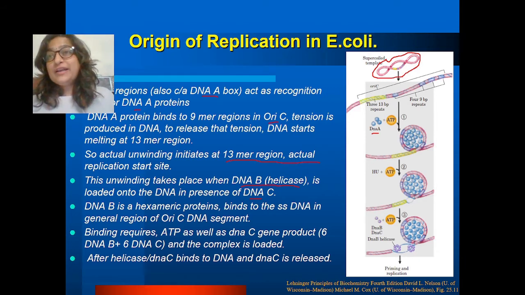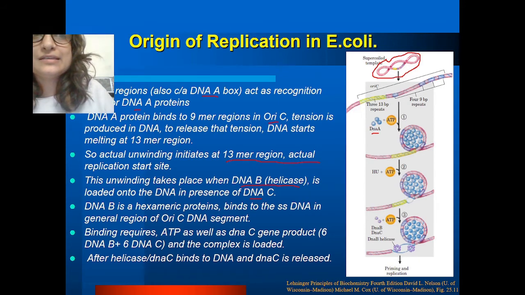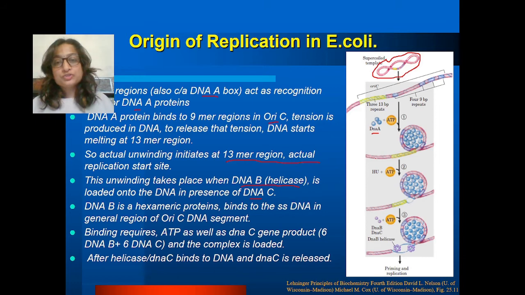So for unwinding, you need a helicase enzyme. Helicase is a hexameric enzyme whose job is to unwind the two strands of DNA. The site of unwinding is the 13-mer region, but a protein is required, and that is known as DnaB.